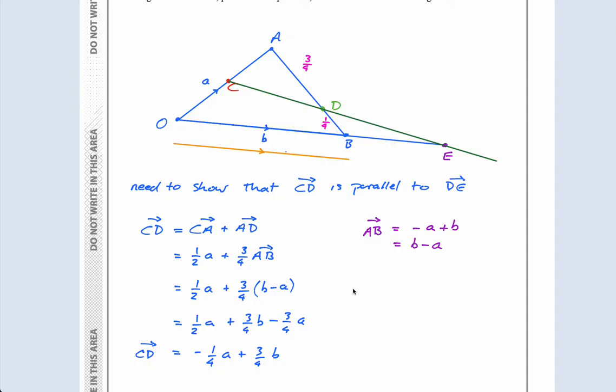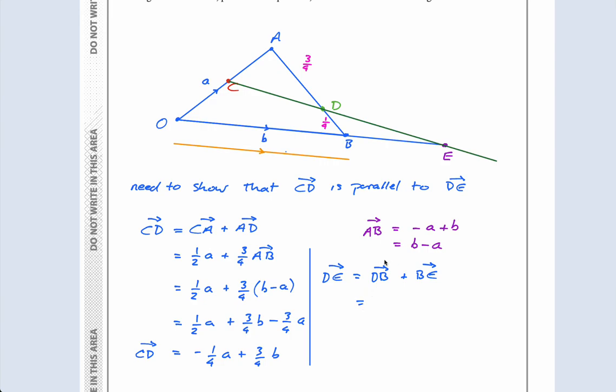Let's do that here. Let's do a line like this. Okay, DE, because I am trying to show that CD is parallel to DE. So if it looks something like this, a multiple of that, then I'm good. DE is equal to DB plus BE. So D to B plus B to E.